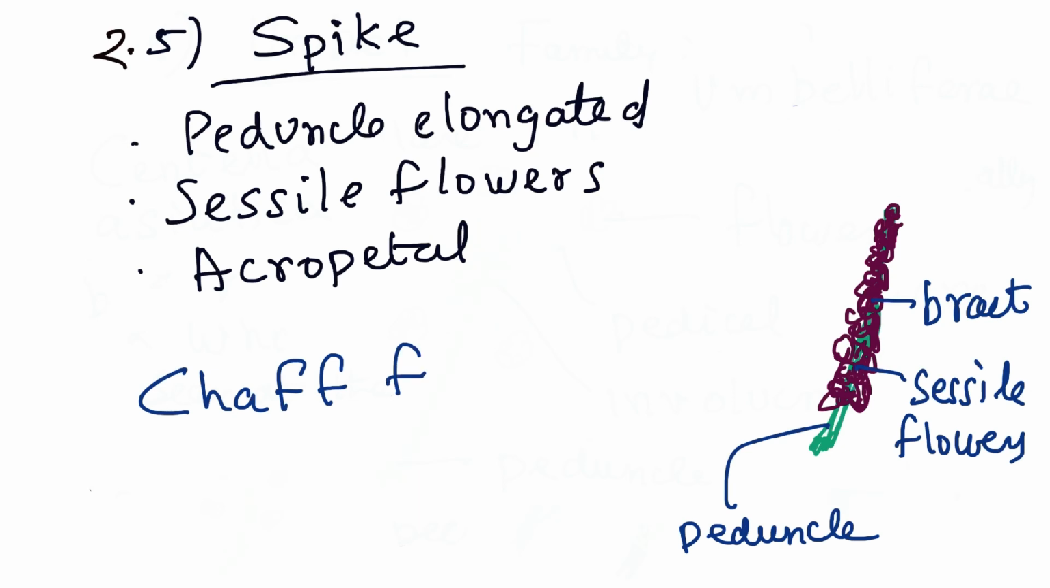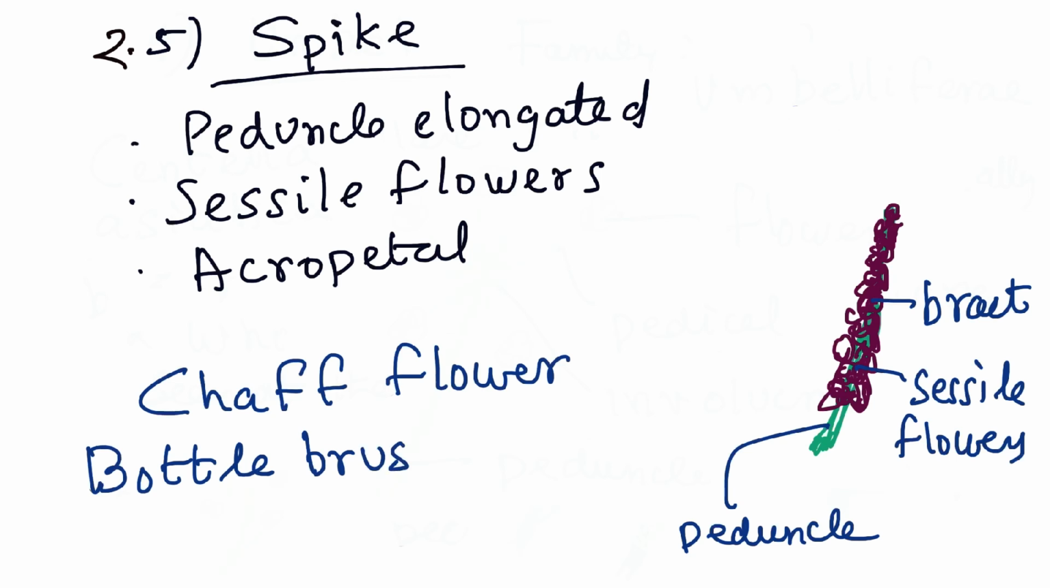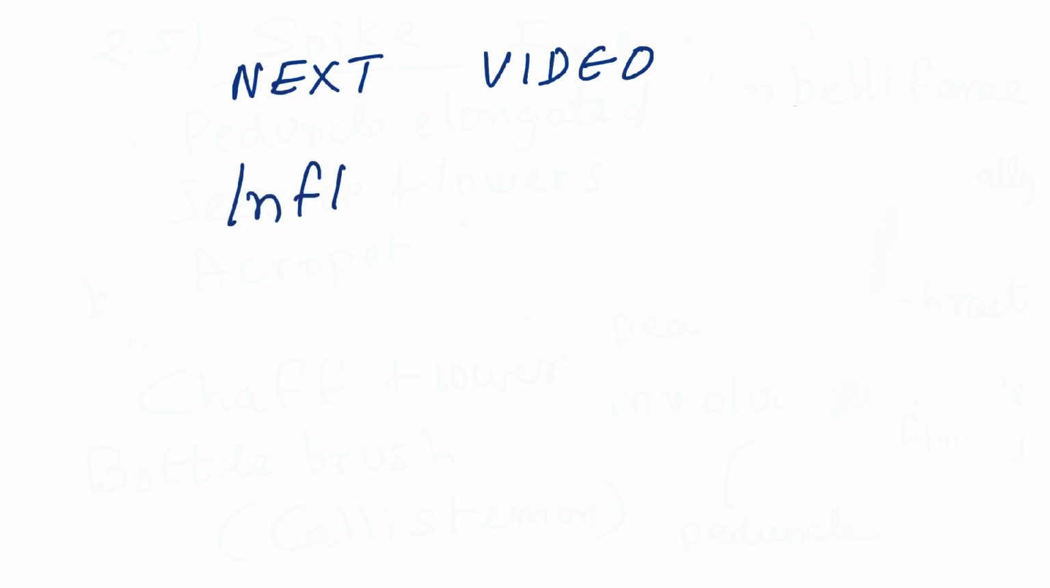So those are the important features of spike, a very important inflorescence as far as the examination point of view is concerned. So key points are, we have an elongated peduncle on which we have flowers which are stalkless, which means that they don't have their own individual pedicels. So in this first video we covered till the fifth subdivision of the racemose inflorescence, a very important category as far as inflorescence is concerned.